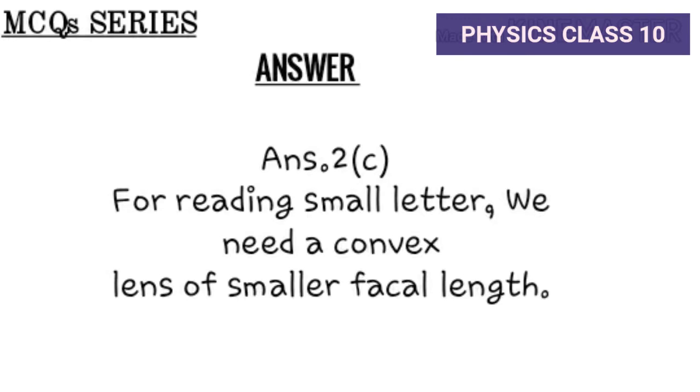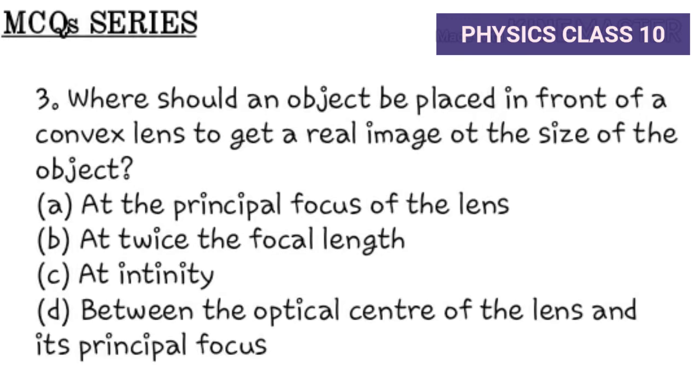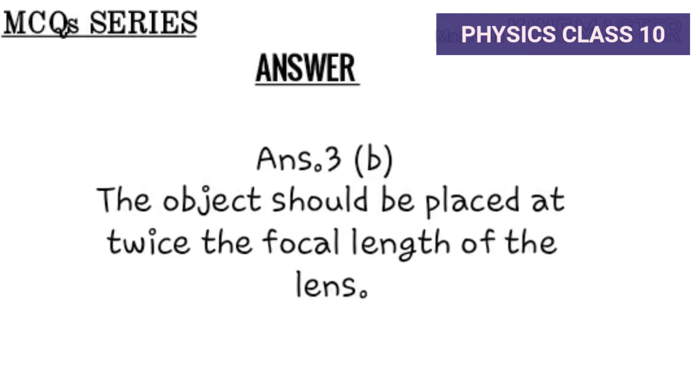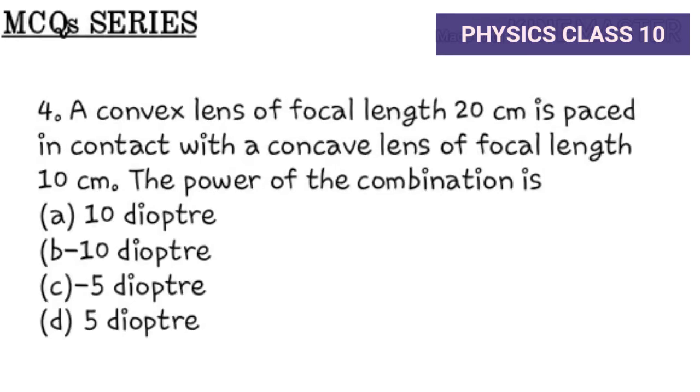For reading small letters, we need a convex lens of a smaller focal length. Now question 3, where should an object be placed in front of a convex lens to get a real image of the size of the object? At the principal focus of the lens, at twice the focal length, at infinity, or between the optical center of the lens and its principal focus? For question 3, option B is correct.